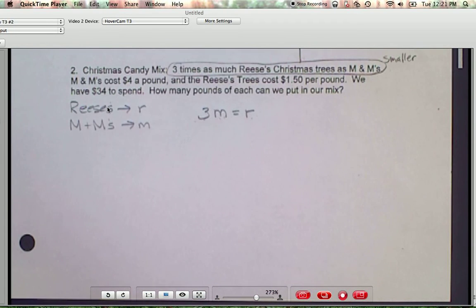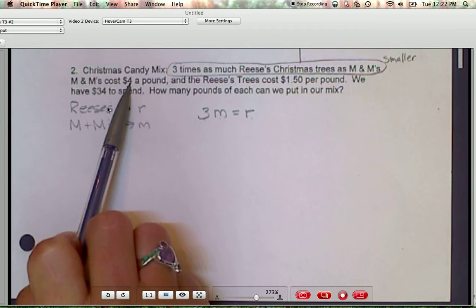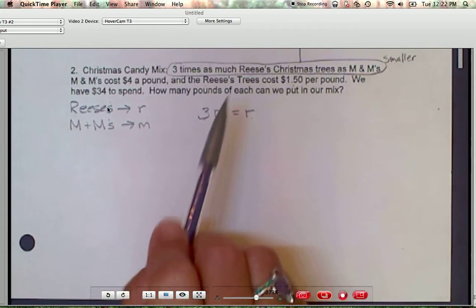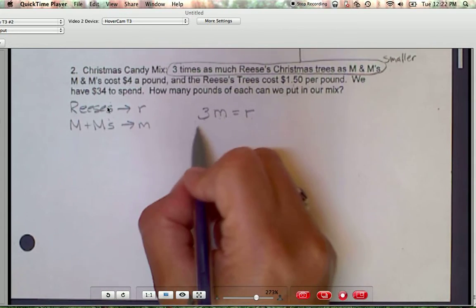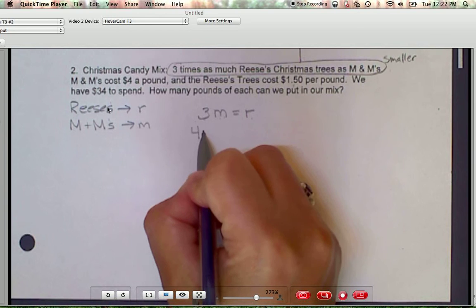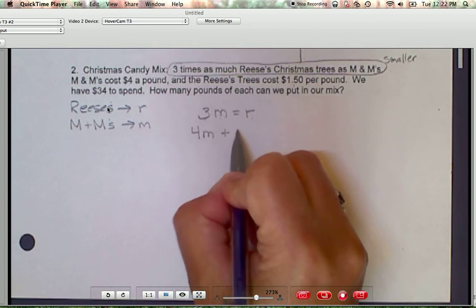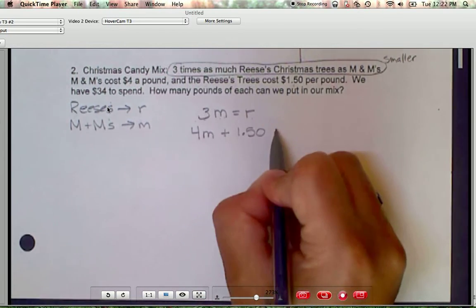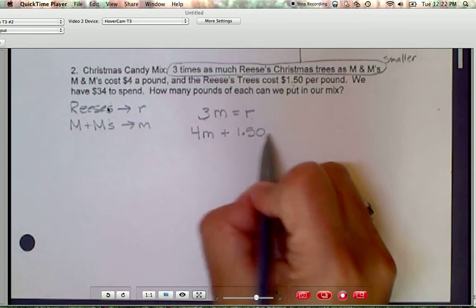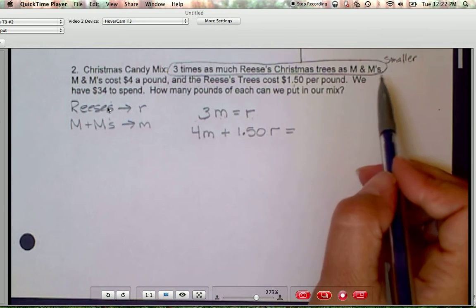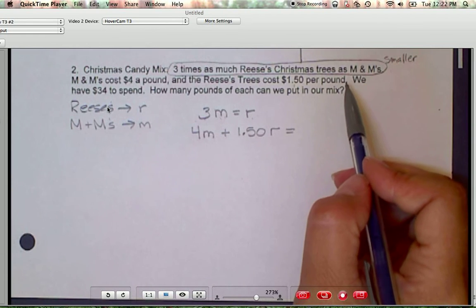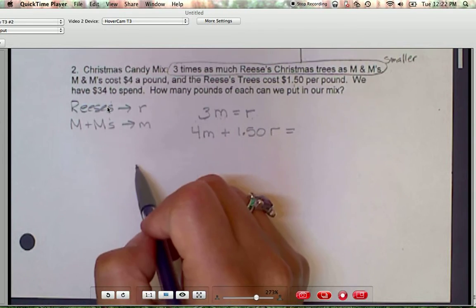Now the second one is a cost equation. Imagine if you go to the store and you're trying to figure out how much you can buy. If we know M&Ms cost $4 a pound and Reese's cost $1.50 a pound, so what we're doing is $4 times every pound of M&Ms I buy plus $1.50 times every pound of Reese's that I buy. And we have $34 to spend.